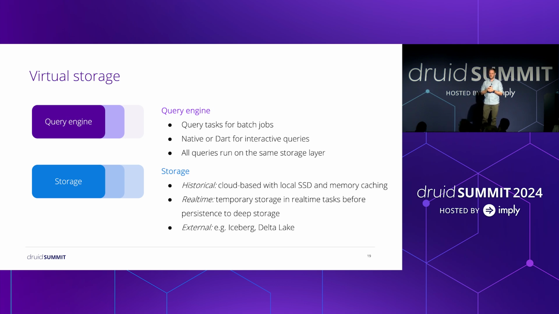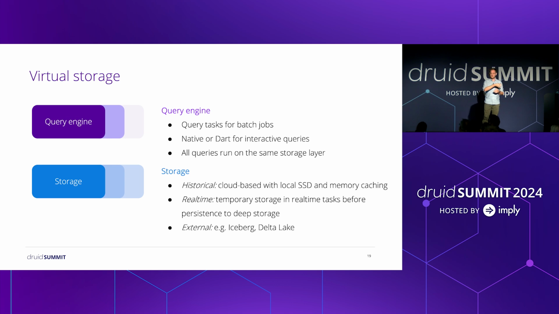And the storage layer has 3 pieces to it in where we're going. One is historical, like I mentioned, that's cloud-based with local disks and in-memory caching. There's real-time storage. That's temporary storage in real-time tasks before persisting in deep storage. So that's a special kind of storage that's used just for the most recent, generally 1 hour of data that's in the real-time system. And then external.